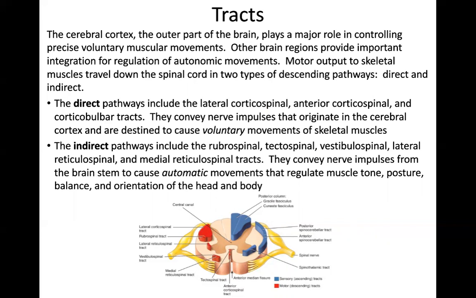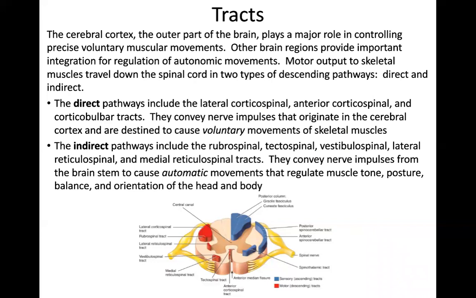Motor output to skeletal muscles travels down the spinal cord in two types of descending pathways, direct and indirect. The direct pathway, I'm not even going to list all those off. The one thing you want to take away is what they do. They convey nerve impulses originating in the cerebral cortex that are destined to cause, and the key word there is voluntary, movements of our skeletal muscles. So when you write with your hand, as you're contracting skeletal muscles in your arm, wrist, hand, and fingers, you're using the direct pathway that originated back up in your cerebral cortex.